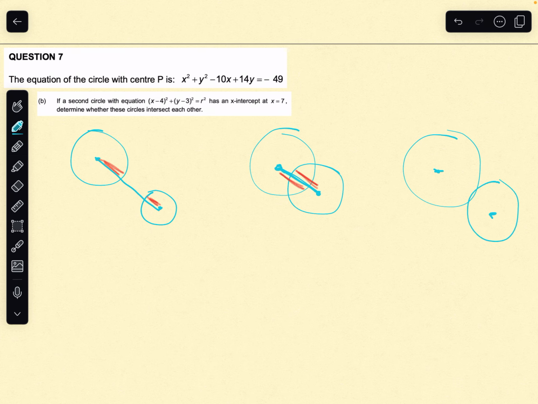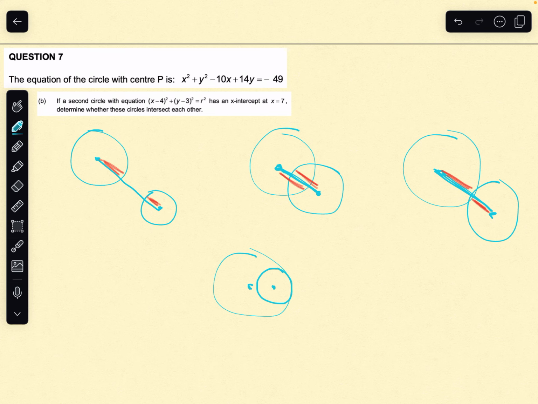Anyway, the last scenario is where they just touch once, they are tangent to each other, and that is where the distance between the centers is equal to the sum of the two radii. There's also this scenario somewhere, somehow.